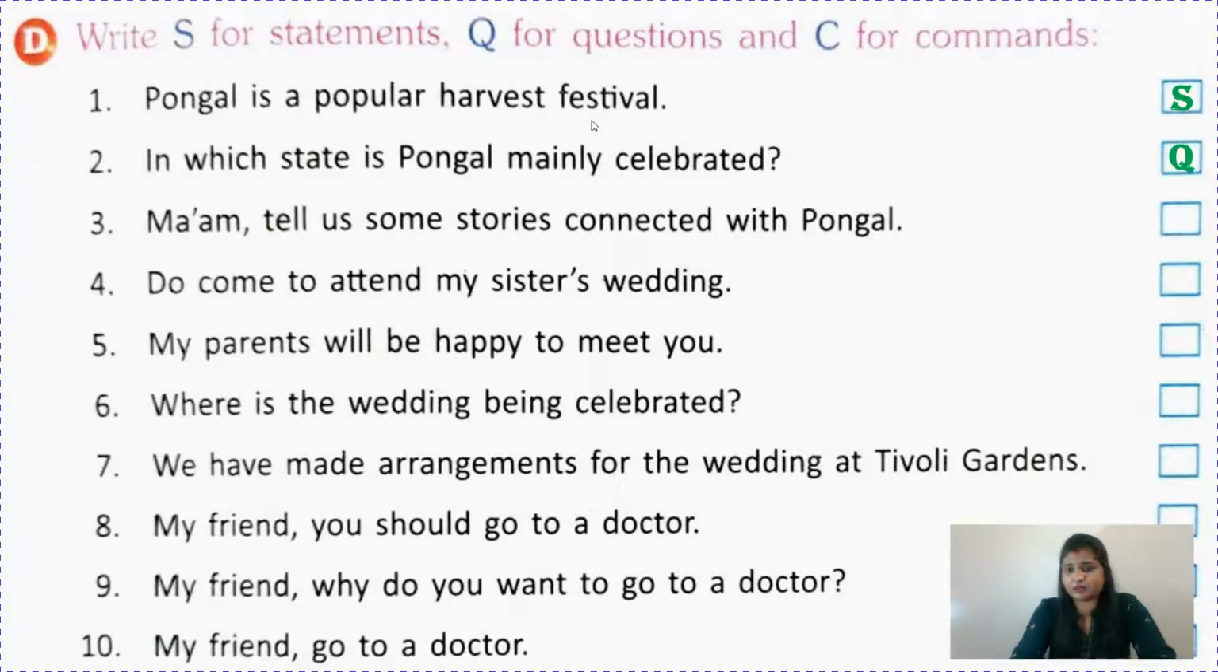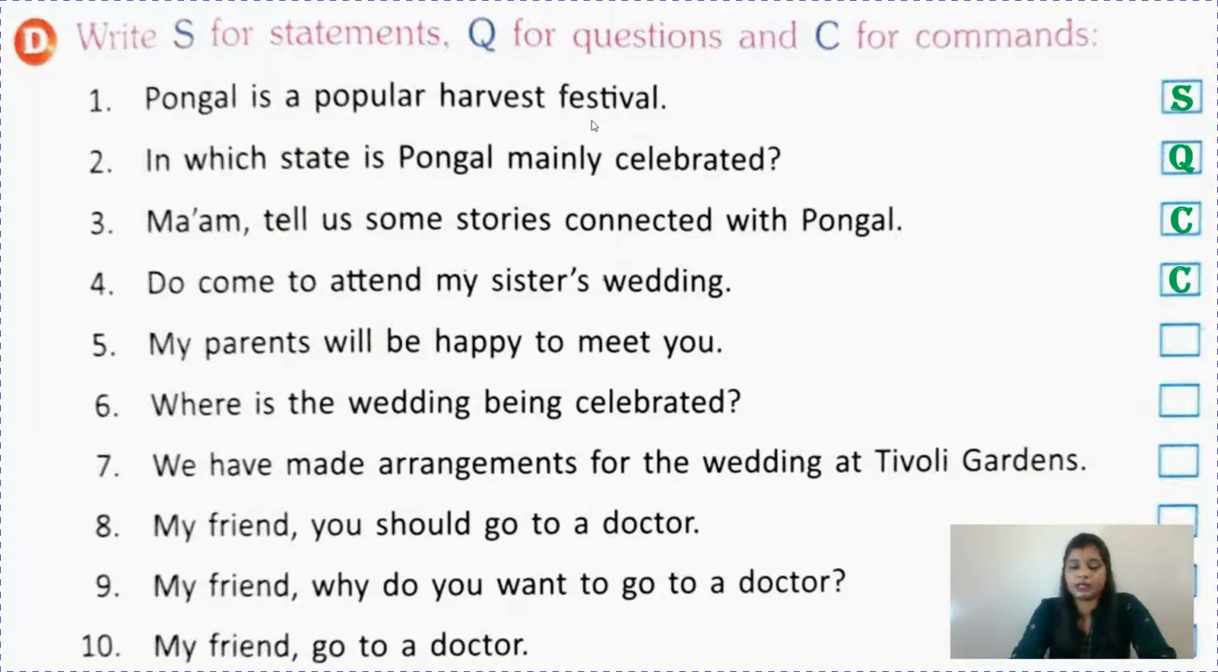Ma'am, tell us some stories connected with Pongal. You can see it is a command. So write C. Do come to attend my sister's wedding. Again, it's a command because it is ordering something. It is instructing. It is saying something to do. Fine, so it is a command.